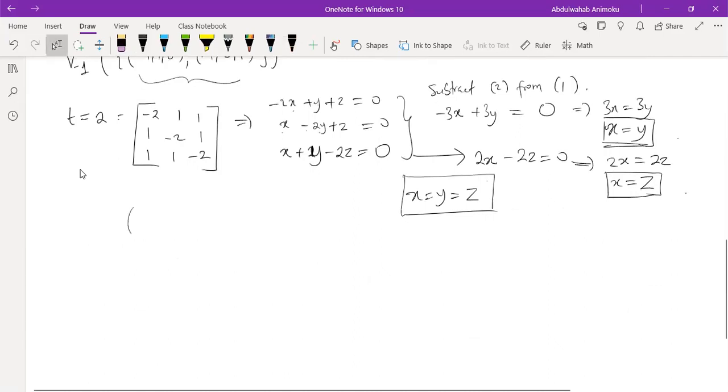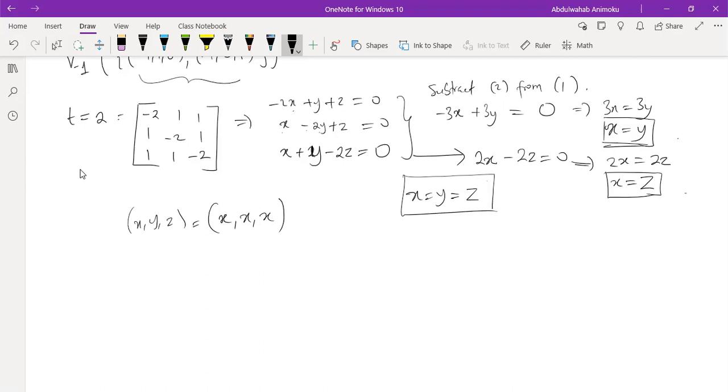Now what does it mean for our solution set? X, Y, Z, everything can be written as X, X, X, because X equal to Y equal to Z, right? And then we can take X out, so that we have this. So that means this eigenspace will be spanned by the vector 1, 1, 1, which has a geometric multiplicity of 1.